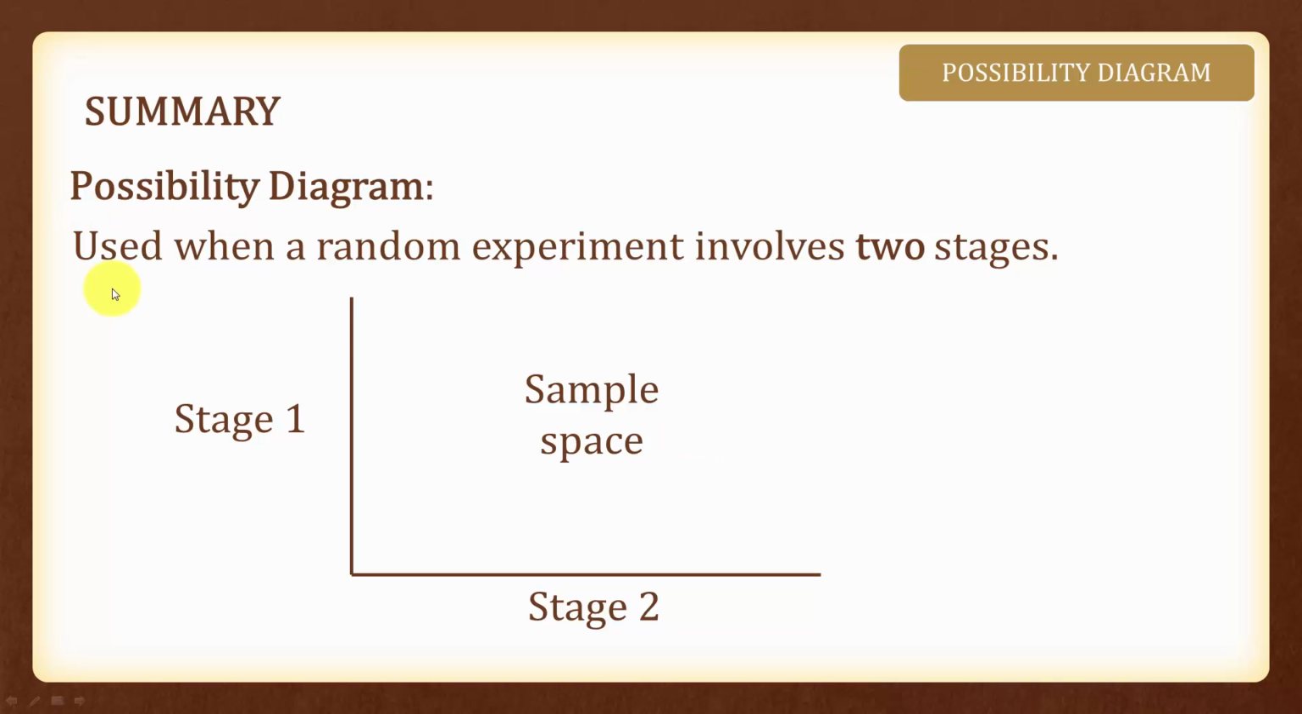In summary, a possibility diagram is used when the random experiment involves 2 stages. For example, throwing the dice twice or drawing 2 cards. And you can either use X's here or draw tables. And that's all for this topic.